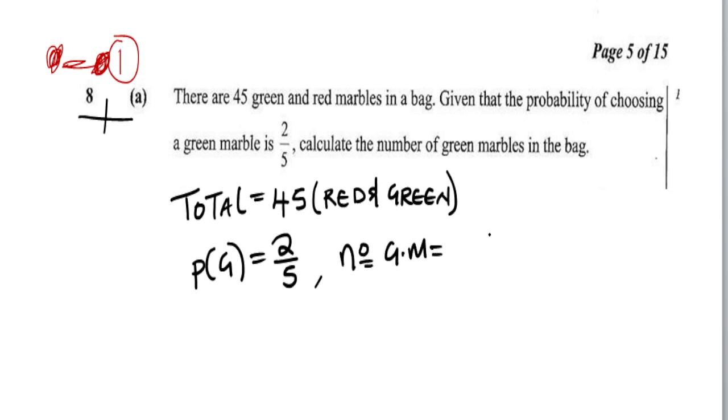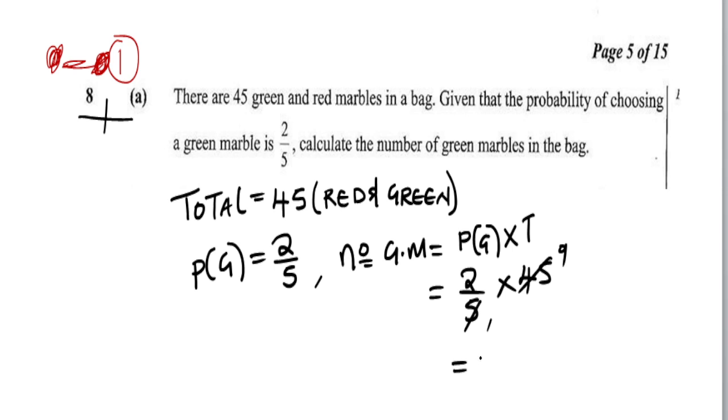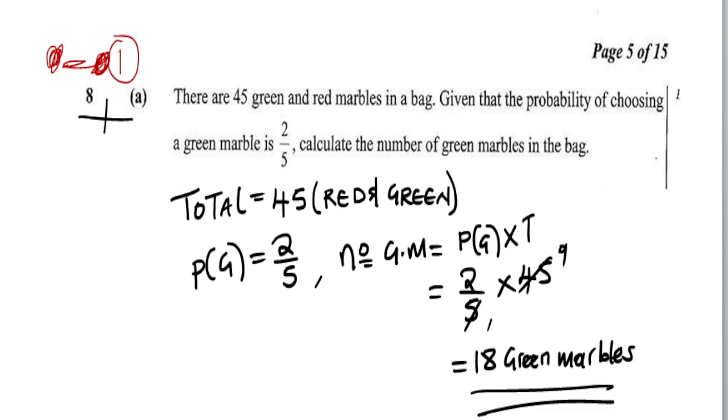The number of green marbles will be equal to the probability of choosing a green marble multiplied by the total number of marbles. So the probability of choosing a green marble is 2/5, and the total number of marbles is 45. Then 5 into 5 is 1, 5 into 45 is 9, and 2 times 9 is 18. So the answer is 18 green marbles. That's the answer. Let's look at another question.